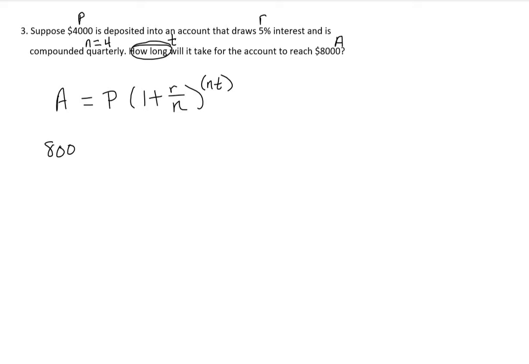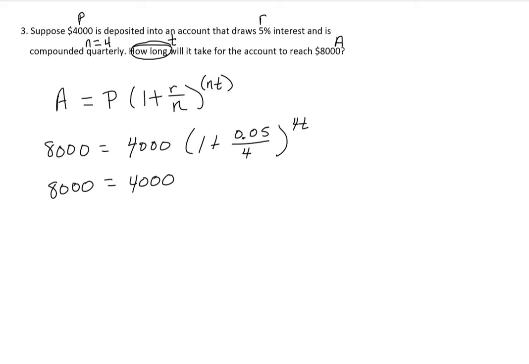So I plug all of that information in. I already have my formula written down here. 8,000 equals 4,000 times 1 plus 0.05 divided by 4 to the 4t power. Now, I'm going to, first of all, simplify what is inside those parentheses. That's 1.0125.